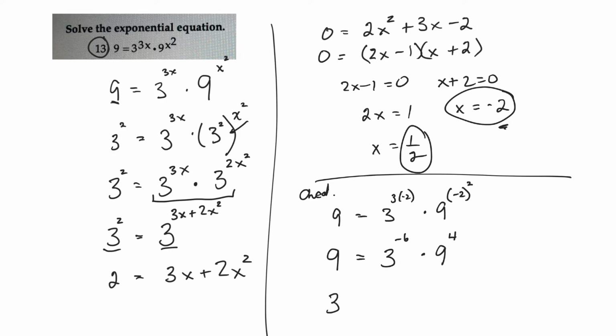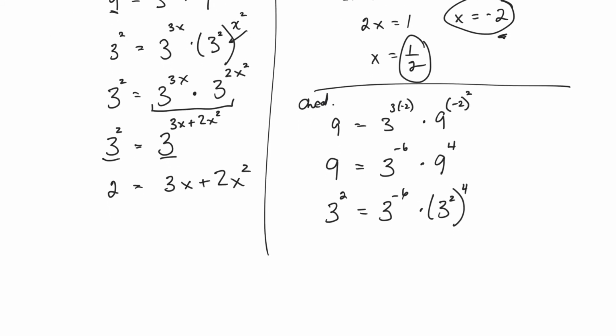Let's change this 9 to a 3 squared. Minus 6 times, well, I think it's going to work. 9 is the same thing as 3 squared to the 4th. And then 3 to the negative 6 times 3 to the power 8, so I multiply. And when you're multiplying common bases, add their exponents. Negative 6 plus 8 is a positive 2. Yeah, that one works. So negative 2 works. You could check out the half as well.